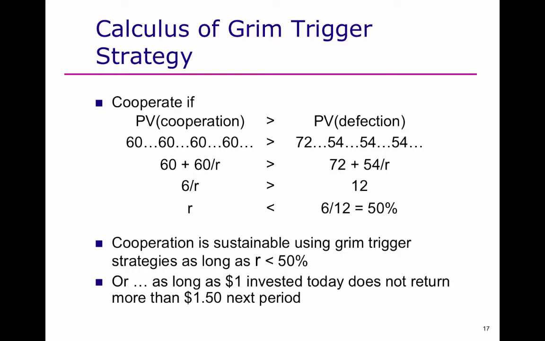So you note cooperation is sustained under the Grim trigger as long as the rate of return is less than 50%. Think of it as saying, well, as long as $1 invested today does not return more than $1.50 next round. Right? If it returns more than $1.50, then it makes sense to defect.